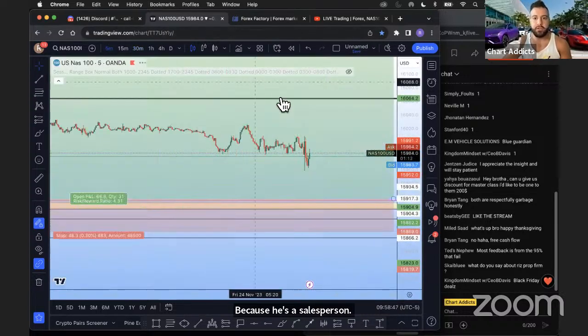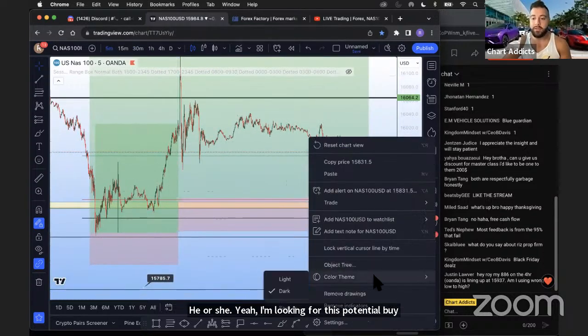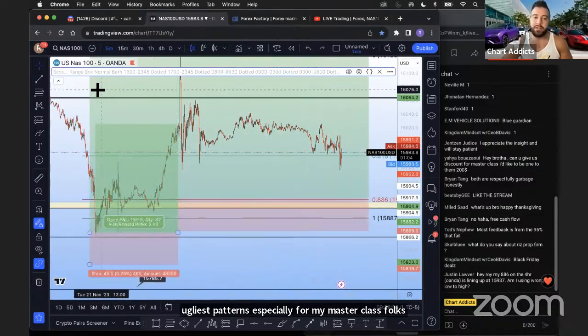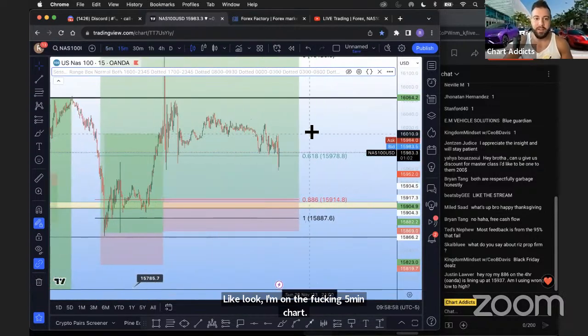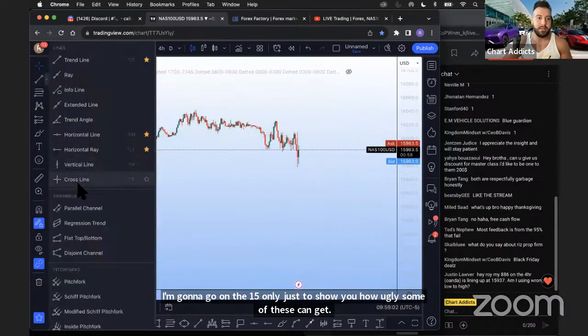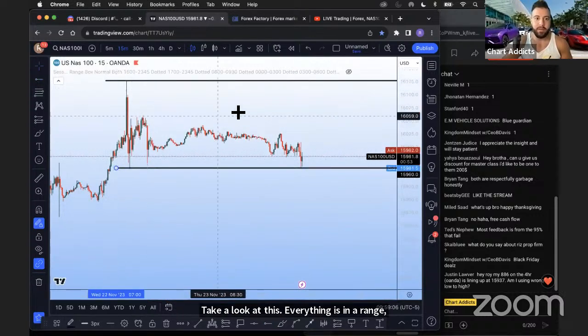I'm looking for this potential buy opportunity here. And this is one of the ugliest patterns, especially for my masterclass folks. Look, I'm on the 5-minute chart. I'm going to go on the 15, only to show you how ugly some of these can get. Take a look at this. Everything is in a range, correct? So here's the high, here's the bottom.